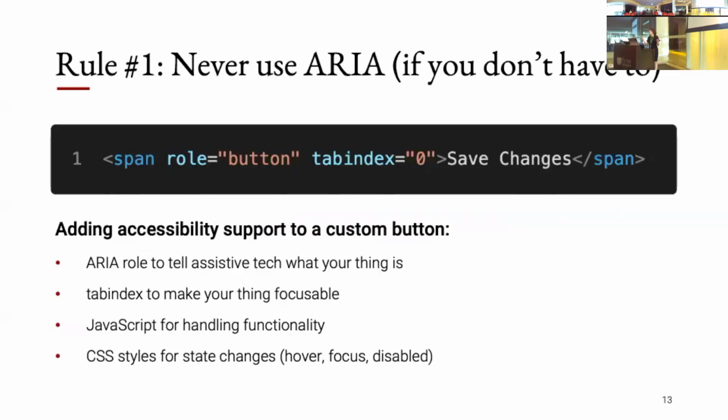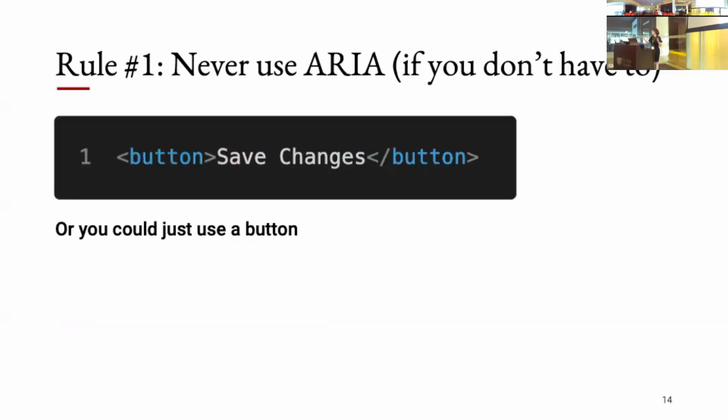So for instance, let's say I want to make a button. Well, if I have a span, I can technically add a role of button, but then I have to add a tabindex, then probably have to add some JavaScript for handling different types of functionality. And because I'm putting a role of button on a span, I'm probably not going to get all of that nice browser default CSS for my focus states. So I'm probably going to have to do some CSS or Sass to make sure that those styles are available. Or I could just use a button.